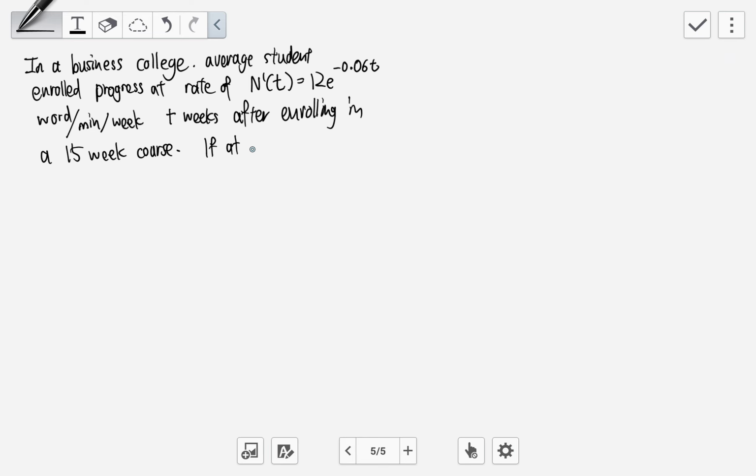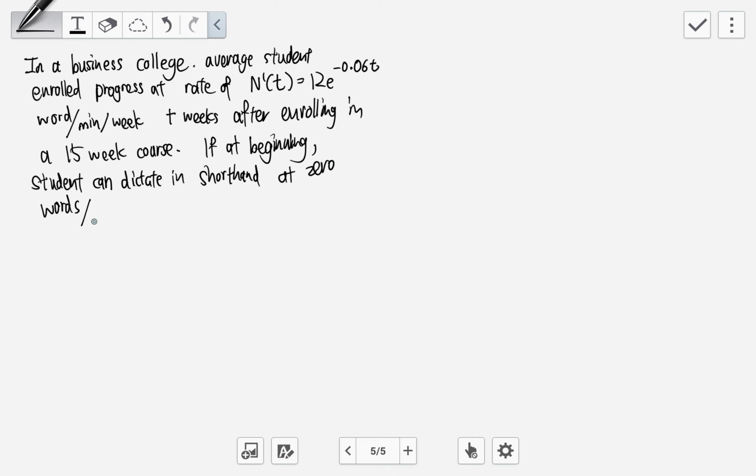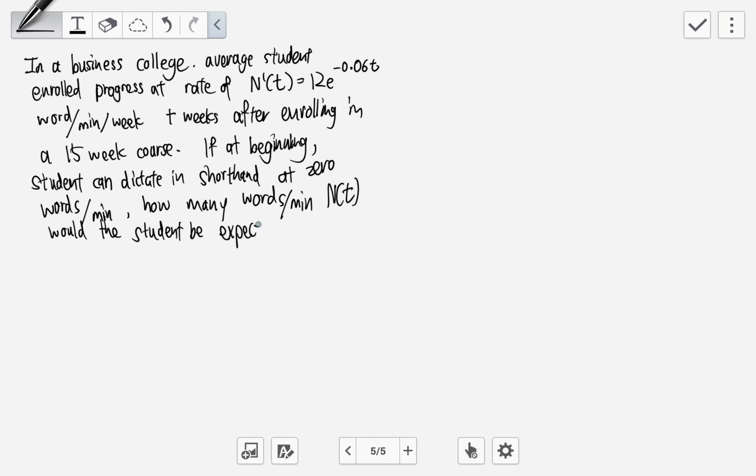Now, if at the beginning the student can dictate in shorthand at 0 words per minute, how many words per minute, in terms of N(t), would the student be expected to handle t weeks into the course and after completing the course?